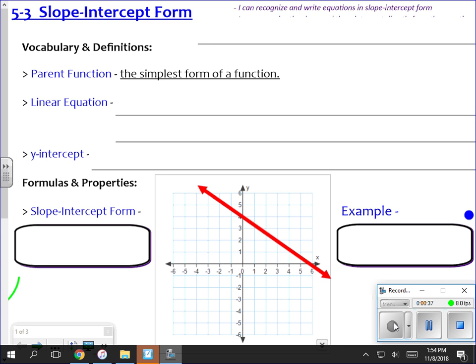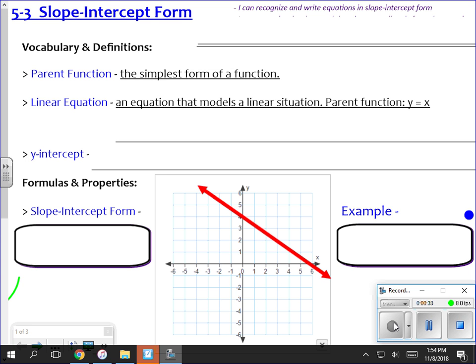A linear equation is an equation that models a linear situation, i.e. a straight line. The parent function is y equals x. Y equals x is the simplest, easiest, basic form of a linear equation. It's called the parent function because nothing is being done to it. It's just y equals x. There's no change in slope, there's no change in intercept, none of that stuff. There's no changes to it. The parent function is the basic one.